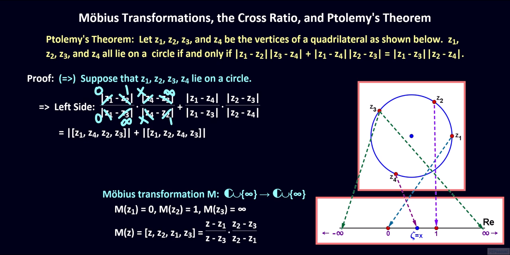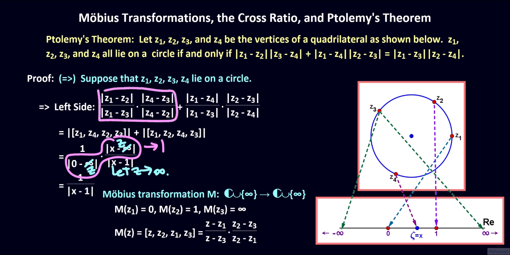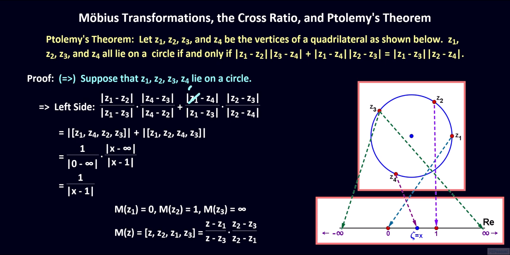So this first quantity is equal to 1 over the absolute value of 0 minus infinity times the absolute value of x minus infinity over the absolute value of x minus 1. We interpret the absolute value of x minus infinity over the absolute value of 0 minus infinity as the limit of the absolute value of x minus z over the absolute value of 0 minus z as z tends to infinity. That limit is 1, so this part of the left side is equal to this quantity. We do something similar for the second cross ratio.